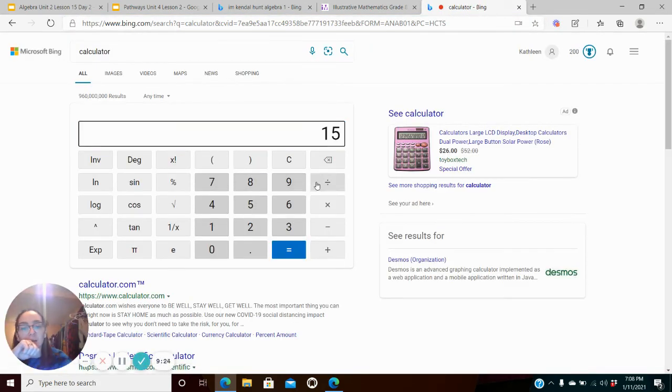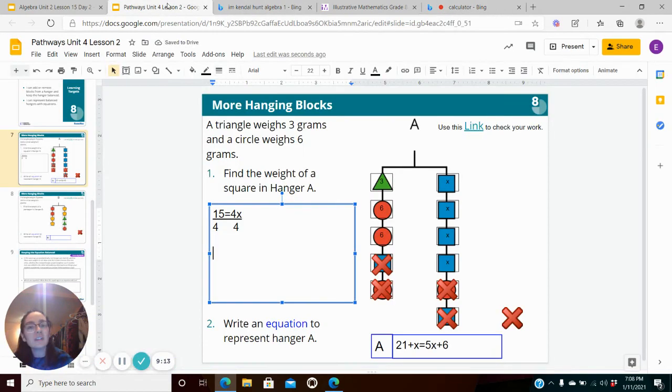15 divided by 4, I get 3.75. You can write it one of two ways. You can say 3.75 is equal to x, or you can say 15 fourths is equal to x.